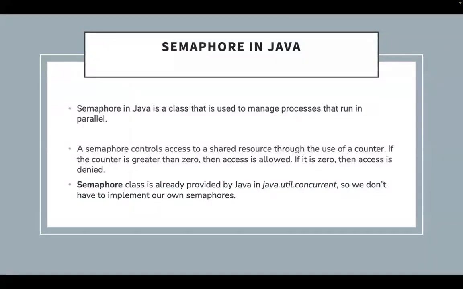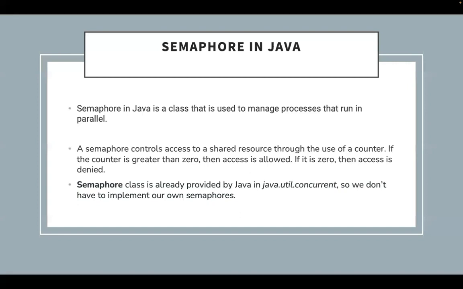Hello friends, today I am going to discuss semaphore in Java. So semaphore is basically a Java class that is used to manage multiple processes or threads that run in parallel. It mainly controls access to a shared resource through the use of a counter variable.